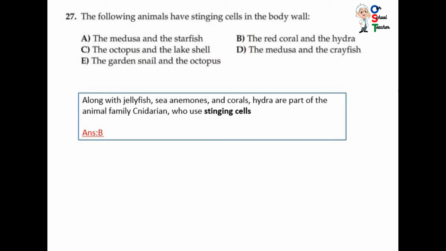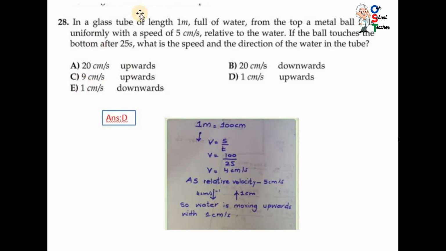Now question number 28. In a glass tube, the length 1 meter, full of water, 1 meter is equal to 100 centimeter, from the top a metal ball falls uniformly with the speed of 5 centimeter per second relative to the water. If the ball touches the bottom after 25 seconds, what is the speed and the direction of the water in the tube? Actually, I have given this calculation here, so that's why I couldn't attach that calculation.